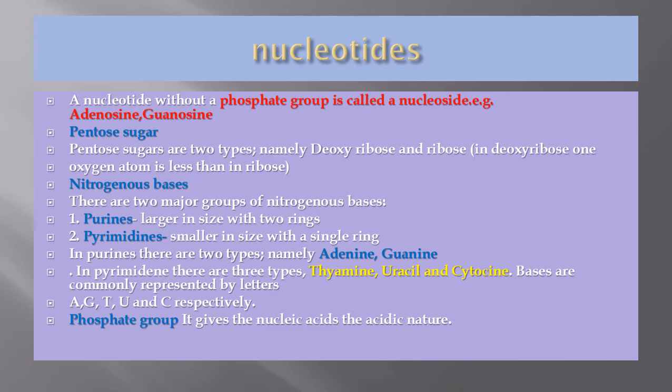Now, the pentose sugars are of two types, deoxyribose and ribose. Here, the deoxyribose has one oxygen atom less than ribose.